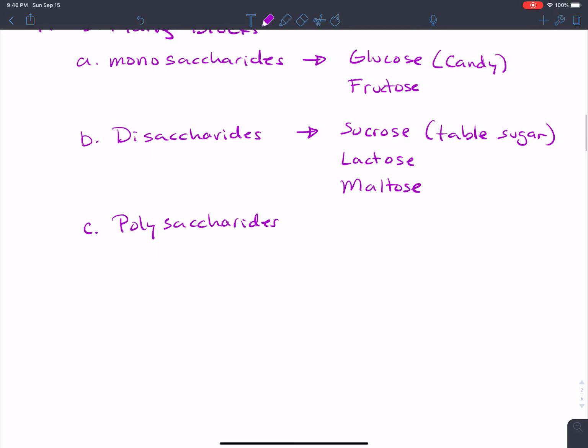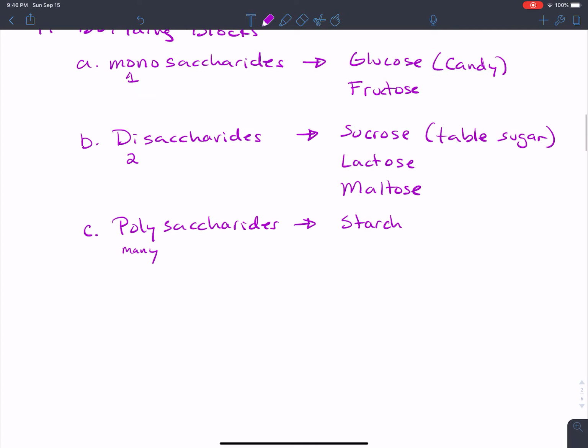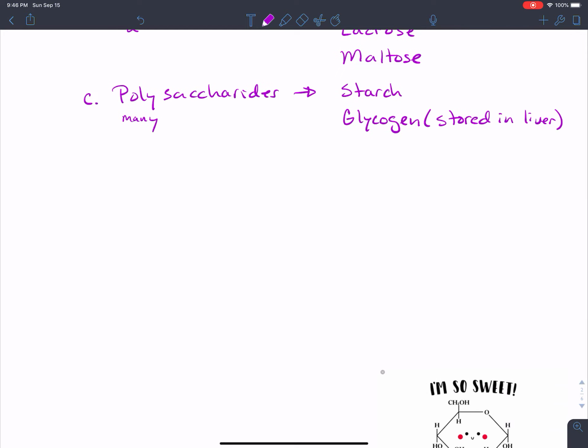Okay, so to just go back up to review that, mono means one, di means two, and poly means many. These are very complex carbohydrates. Examples include starch. These would be things like you would find in potatoes or pasta. Glycogen, which you've probably never heard of, is a stored form of sugar in our liver. When we eat food, our body can store some of that sugar in our liver as glycogen. There is another one called cellulose, which is found in all plant cell walls.